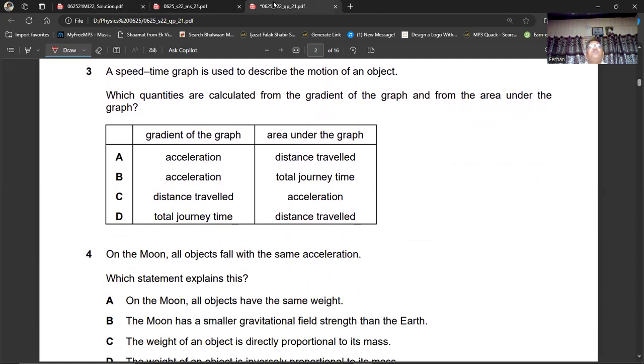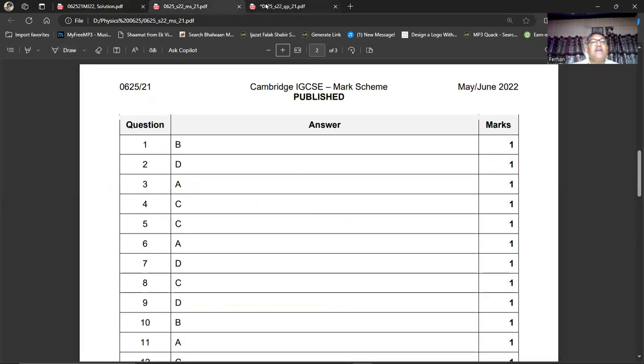Question number 3. A speed-time graph is used to describe the motion of an object. Which quantities are calculated from the gradient of the graph and from the area under the graph? You see, from the speed-time graph, the gradient represents the acceleration, and the area under the graph represents the distance traveled. So I think A is the choice. Question number 3, A is the right choice, sir.